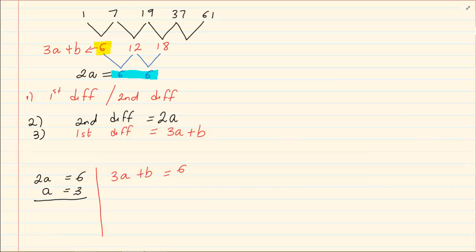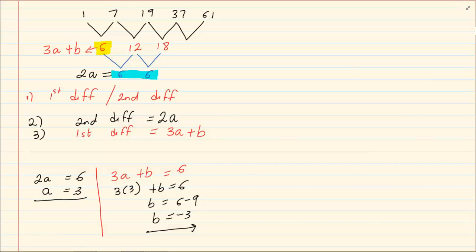Now we're going to solve for b. You already have a, so we know that it's 3 into 3 plus b is equal to 6. 3 times 3 is 9, so b is equal to 6 minus 9, giving us that b is equal to minus 3.